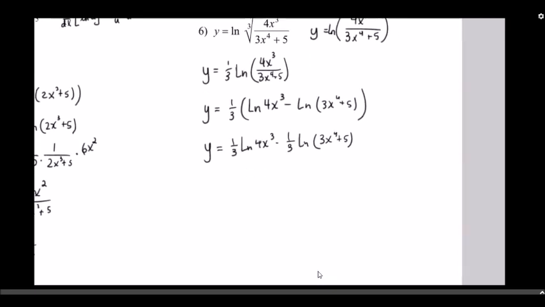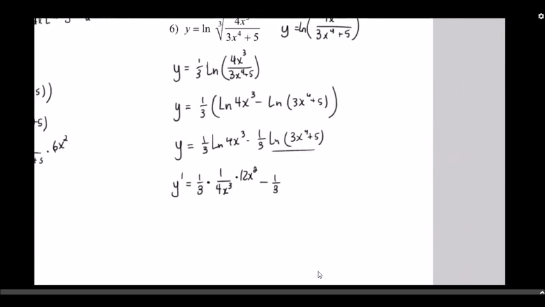Now we can start doing the derivative. The 1/3 is a coefficient, so it still stays a coefficient of the derivative. Now we do the derivative of this natural log expression, which is going to be 1 over u times u prime. And then this 1/3 coefficient, derivative of that natural log expression there is again 1 over u times u prime.